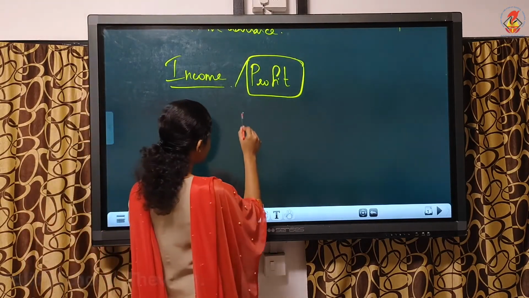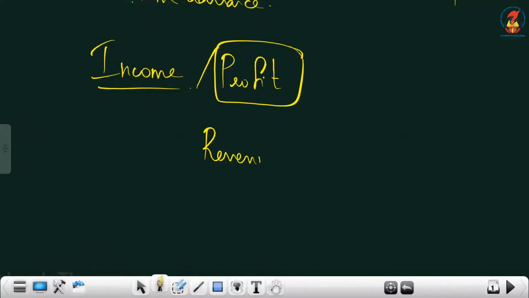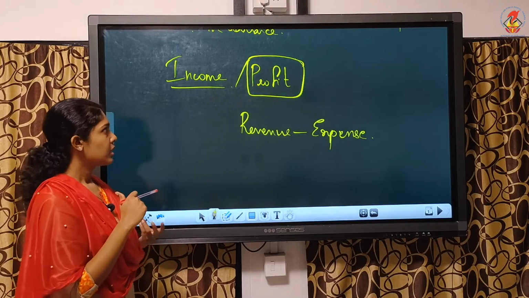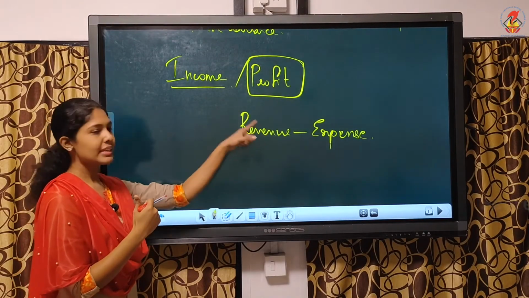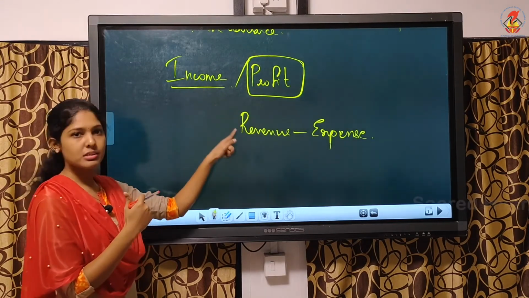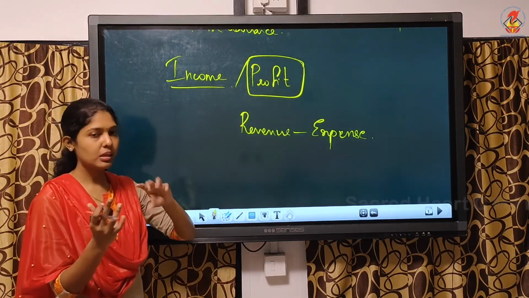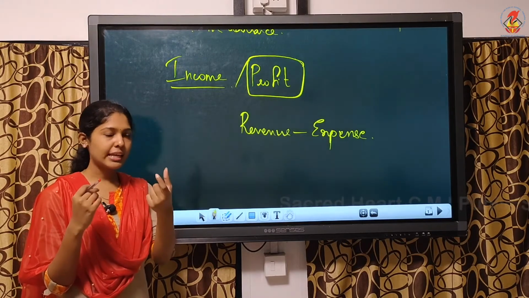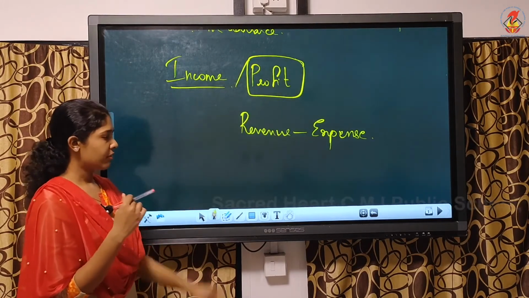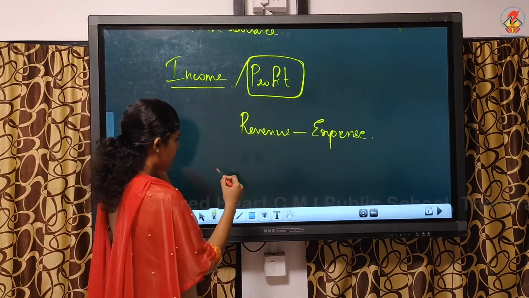And you can give the formula for income as revenue minus expense. Revenue minus expense. So usually you will use all these terms interchangeably. Income and revenue will be used interchangeably, but again there is a slight difference between income and revenue. We will see what the difference is.